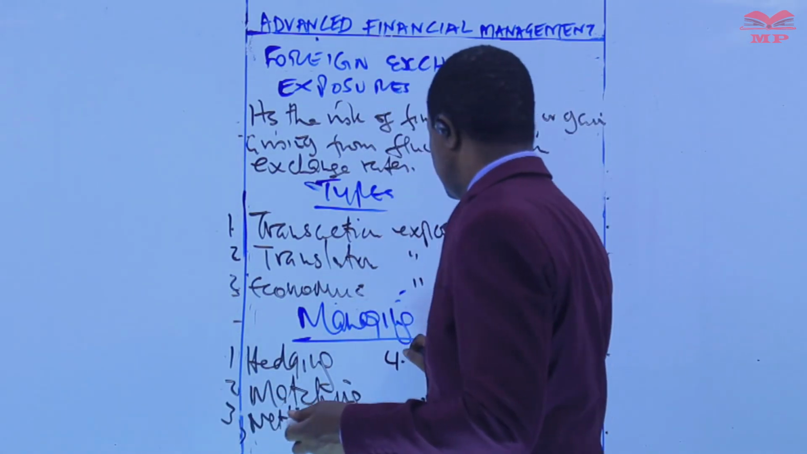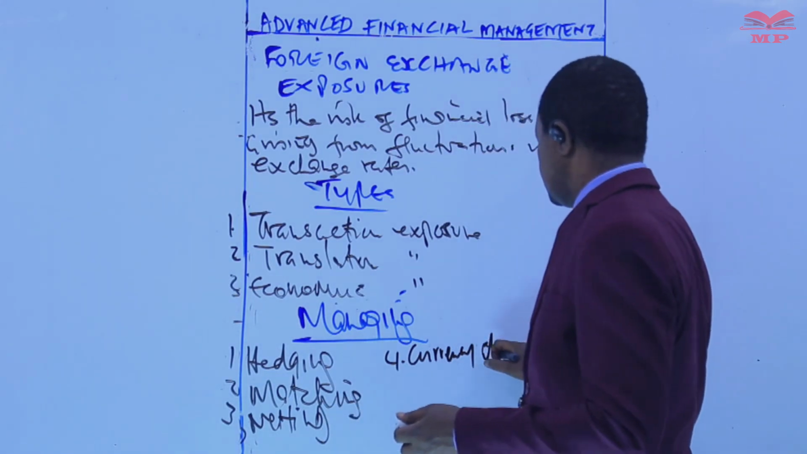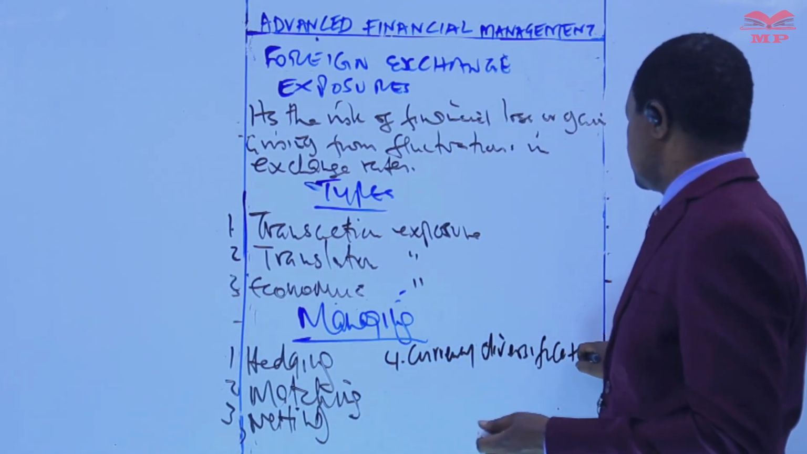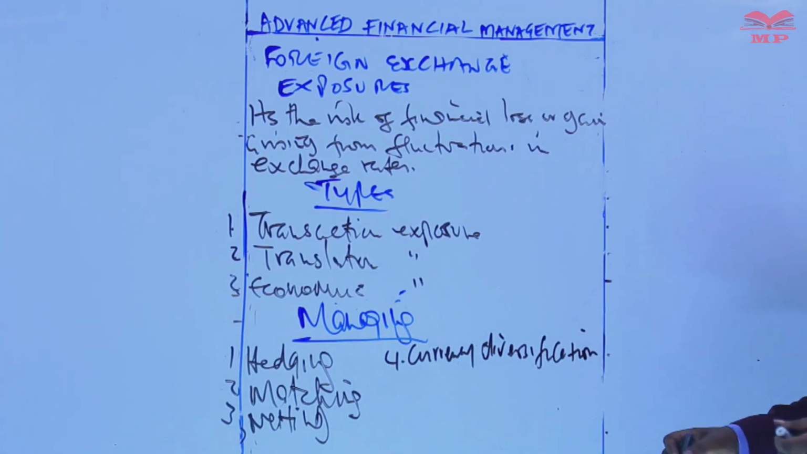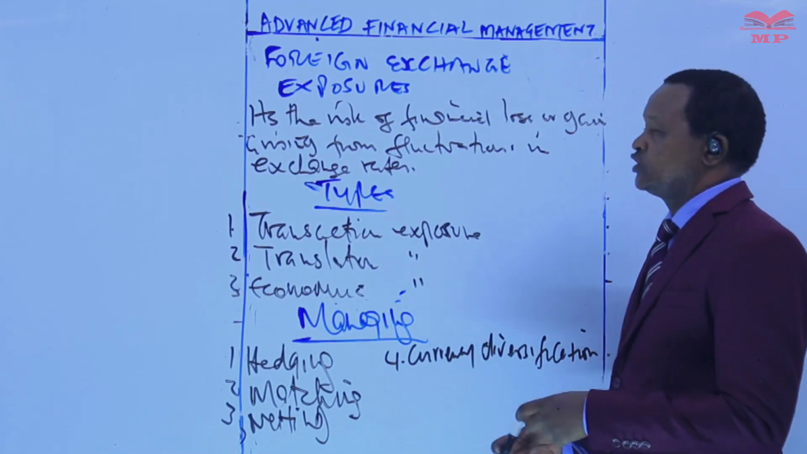Fourth, currency diversification is another way to manage foreign exchange exposures. That means spreading foreign currency transactions across multiple currencies to reduce what we call concentration risk.